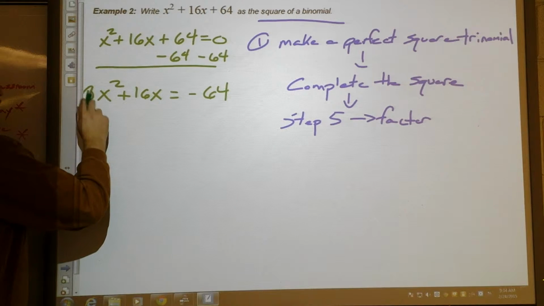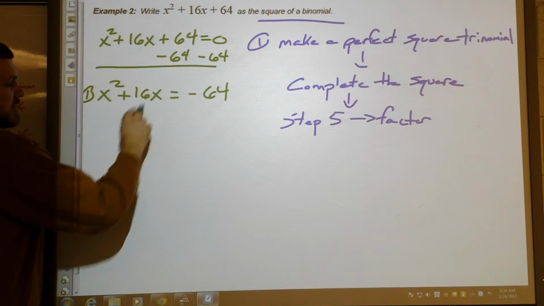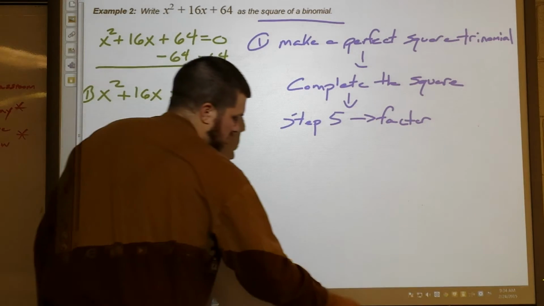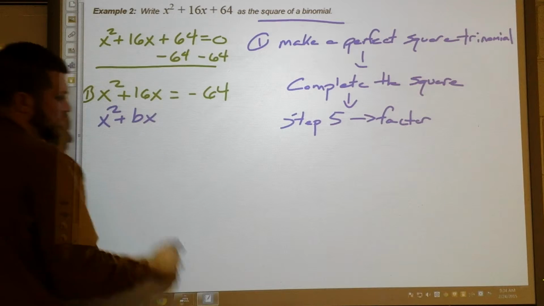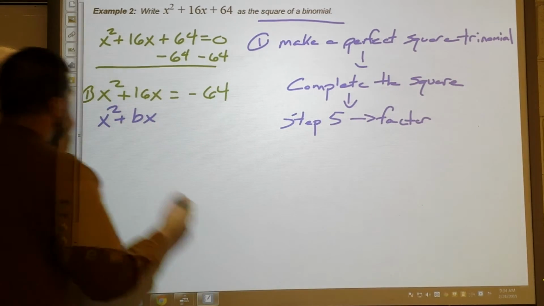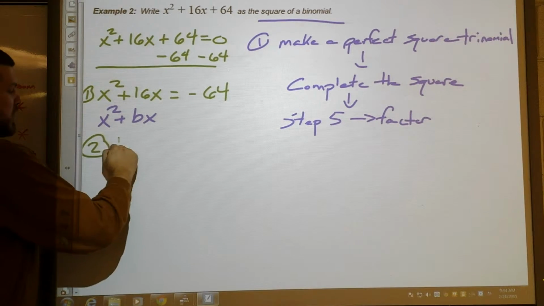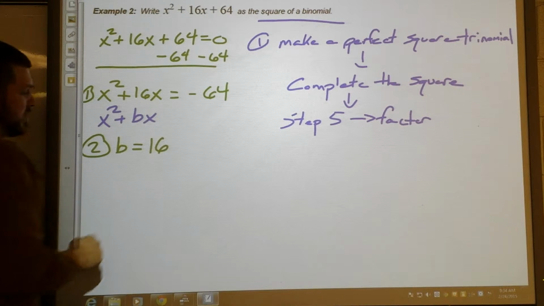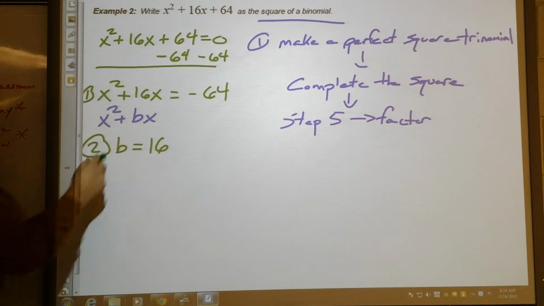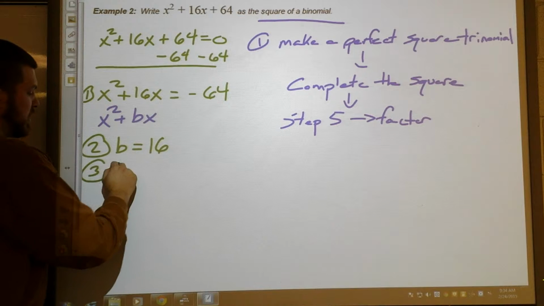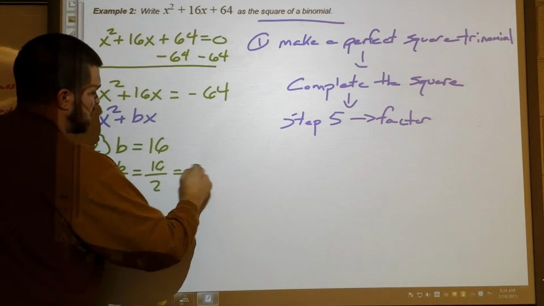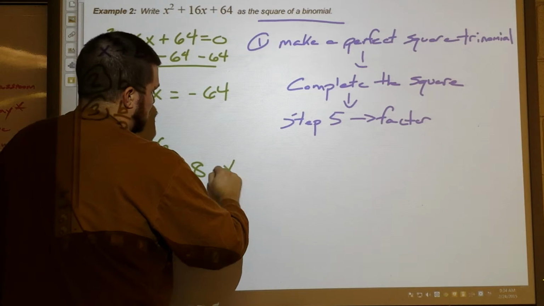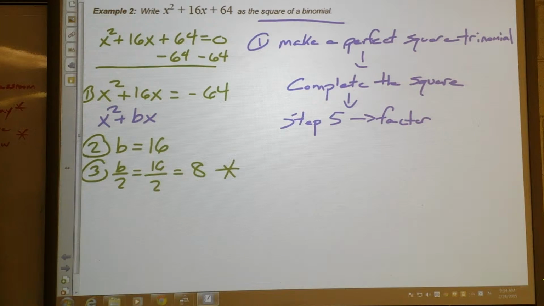So this was step 1. We got x squared plus bx by itself. Again, we're just following the pattern. Now we need to figure out what b is. So b equals 16. The next step was to take b and divide it by 2. So 16 divided by 2 is 8. And again, that's going to help us out in just a minute.